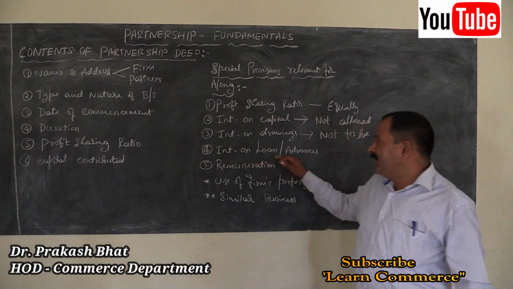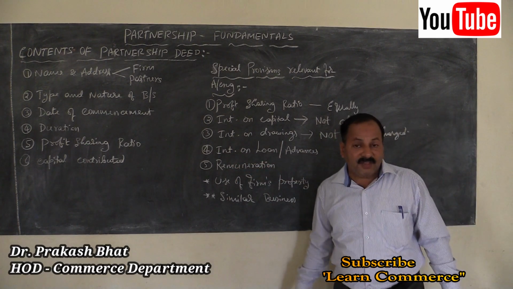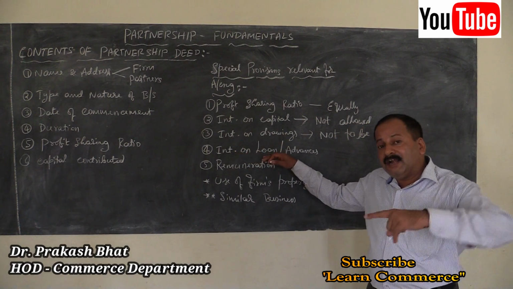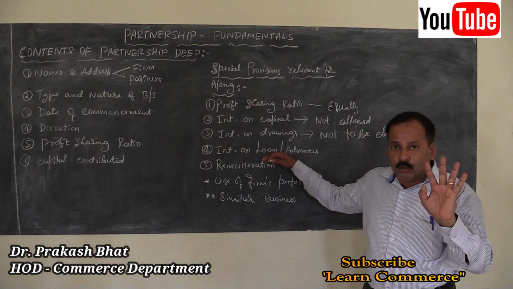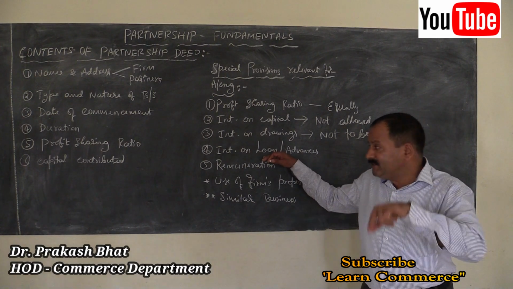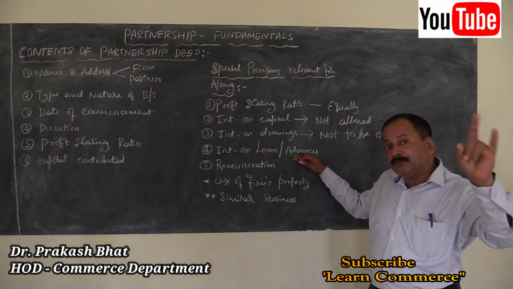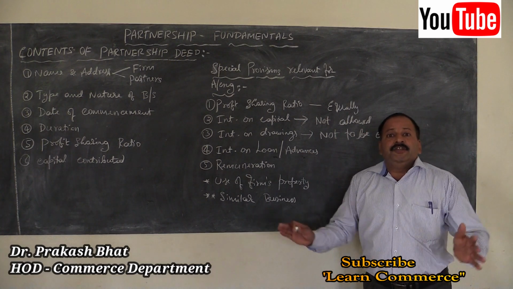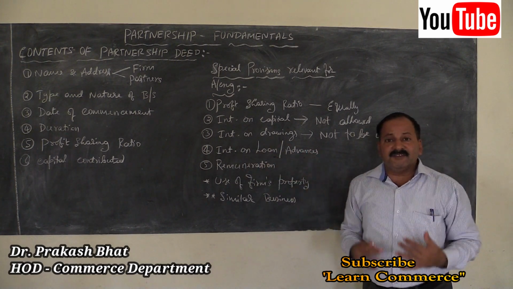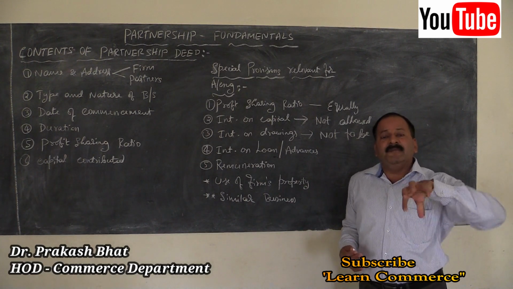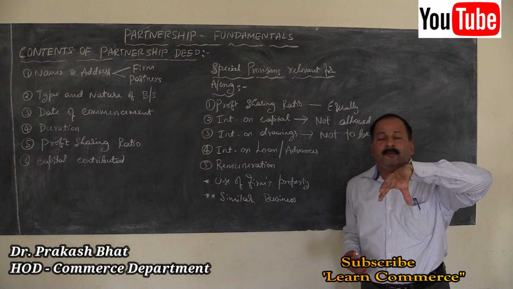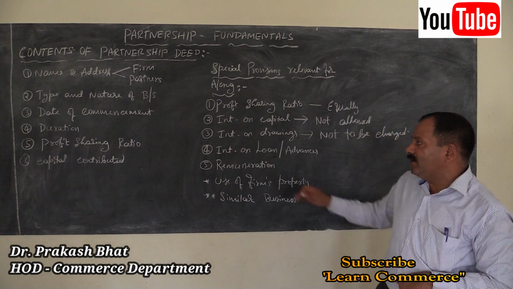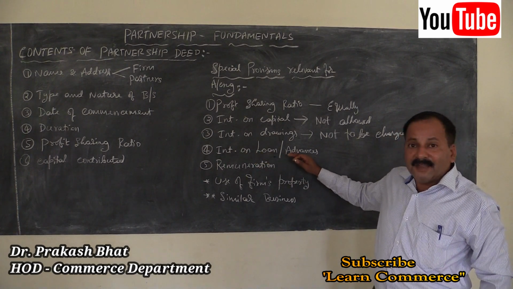Then the next one is interest on loan or advances. Remember friends, this is interest on loan means loan given by the partner to the firm. It is not the loan given by the firm to the partner. It is an advance made by the partner to the firm. If there is a need in the business, if the funds are not sufficient to expand the branch or expand the business, then the partners may come together and form an agreement to receive an advance or loan from the partner. That is called loan or advance by the partner to the firm.